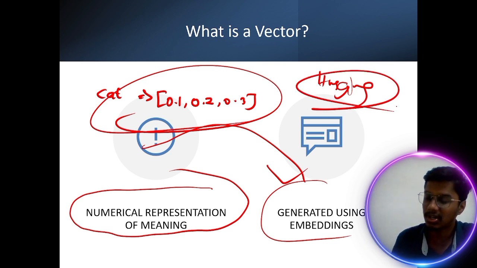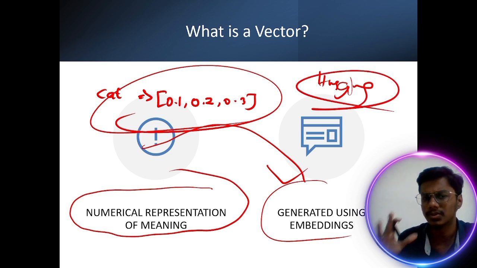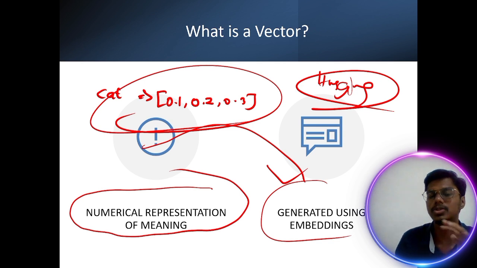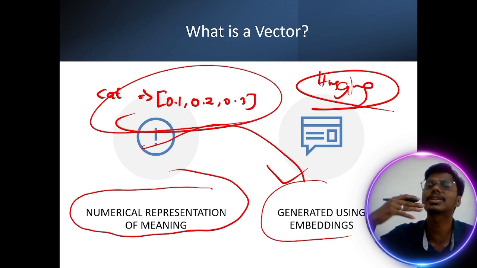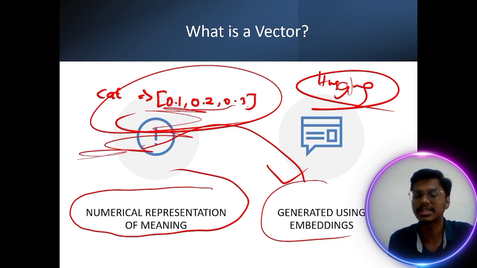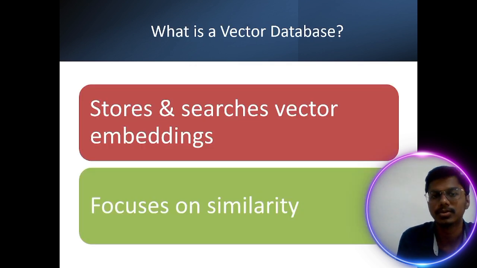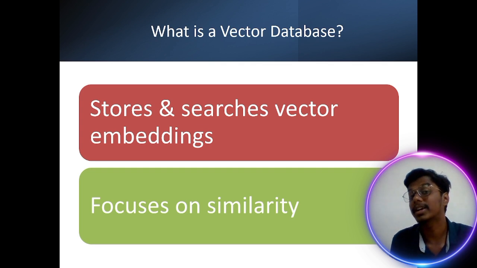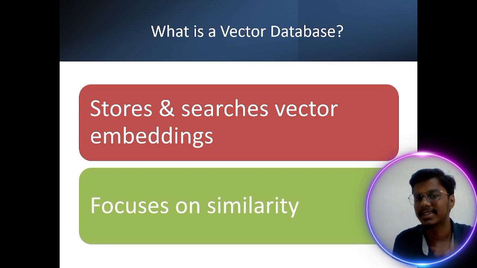So these are the contents we are going to discuss, right? The main agenda of this slide is what the meaning of vectors is. A vector is nothing but the numerical representation of meanings. So for the cat, the numerical representation is nothing but this. That's what I'm just going to tell. After knowing about the vectors, we want to know something about the vector database.